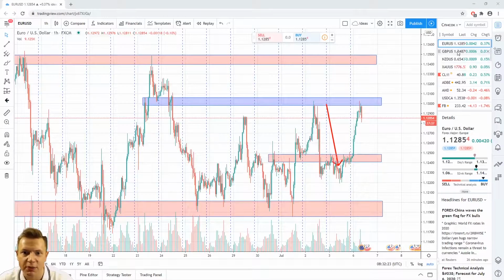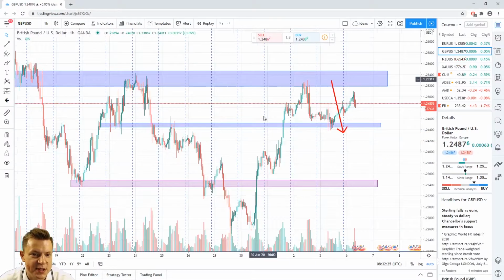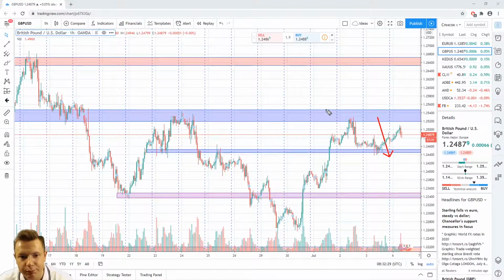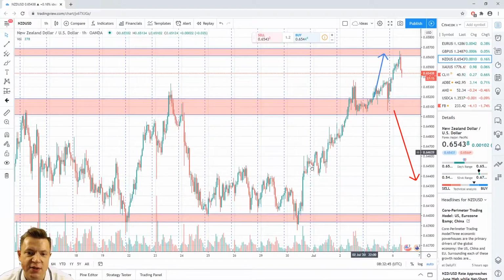Another idea was in the pound USD. Look at the pound USD. Here I also recommended you short this currency pair if price get a bounce from this important resistance level, and as you can see, price hit my first target around 1.2450.